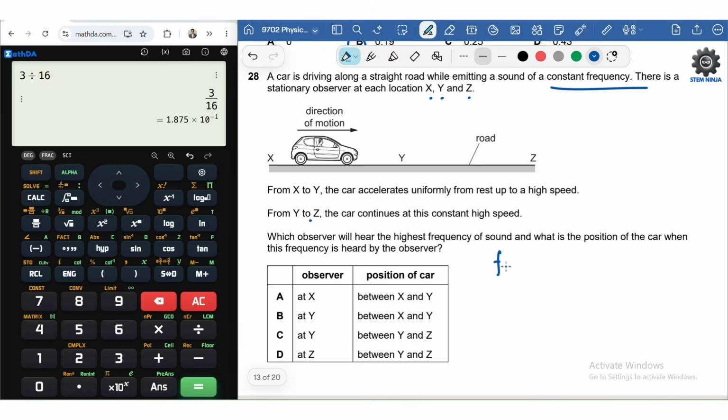So the frequency observed depends on the speed of the source. Okay? So what's the formula? f = f0 · v / (v ± vs). From x, the car is receding, so it will hear the sound of a lower frequency.